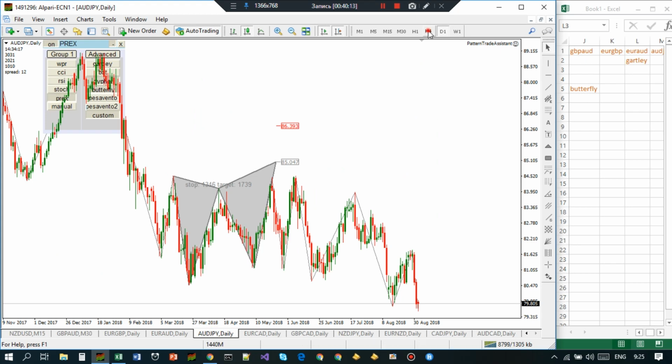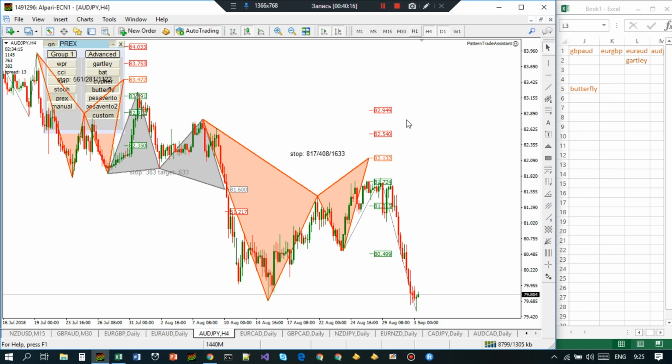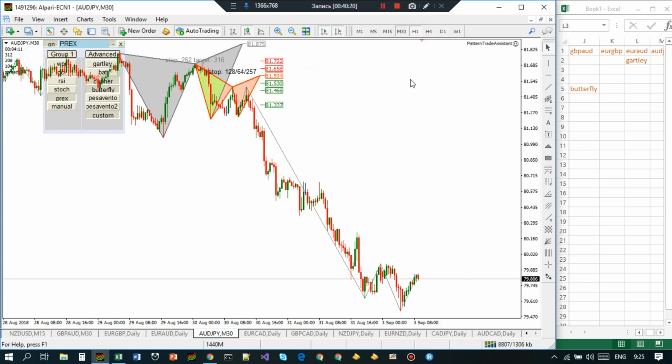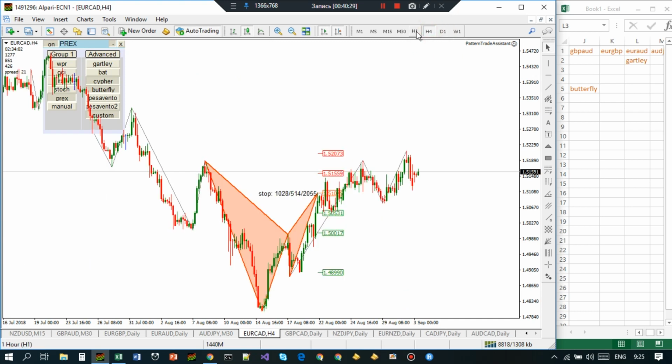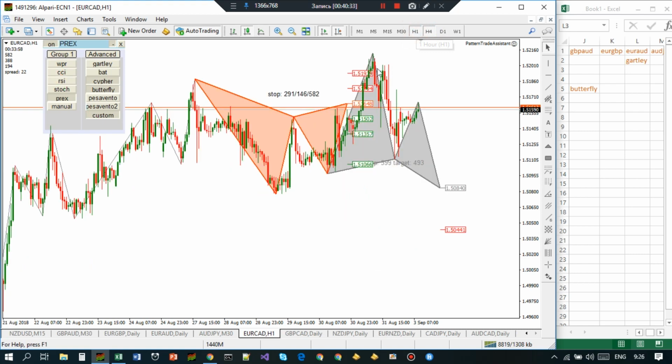Aussie yen daily, 4 hour, nothing. Okay, this didn't complete. 1 hour and 30 minutes, nothing. So Euro Canadian, start from daily, we had that pattern invalidated. 4 hour, we had a loss, I took that last week. 1 hour, another invalidated pattern. Of course it shouldn't be traded because of that wide expansion bar.